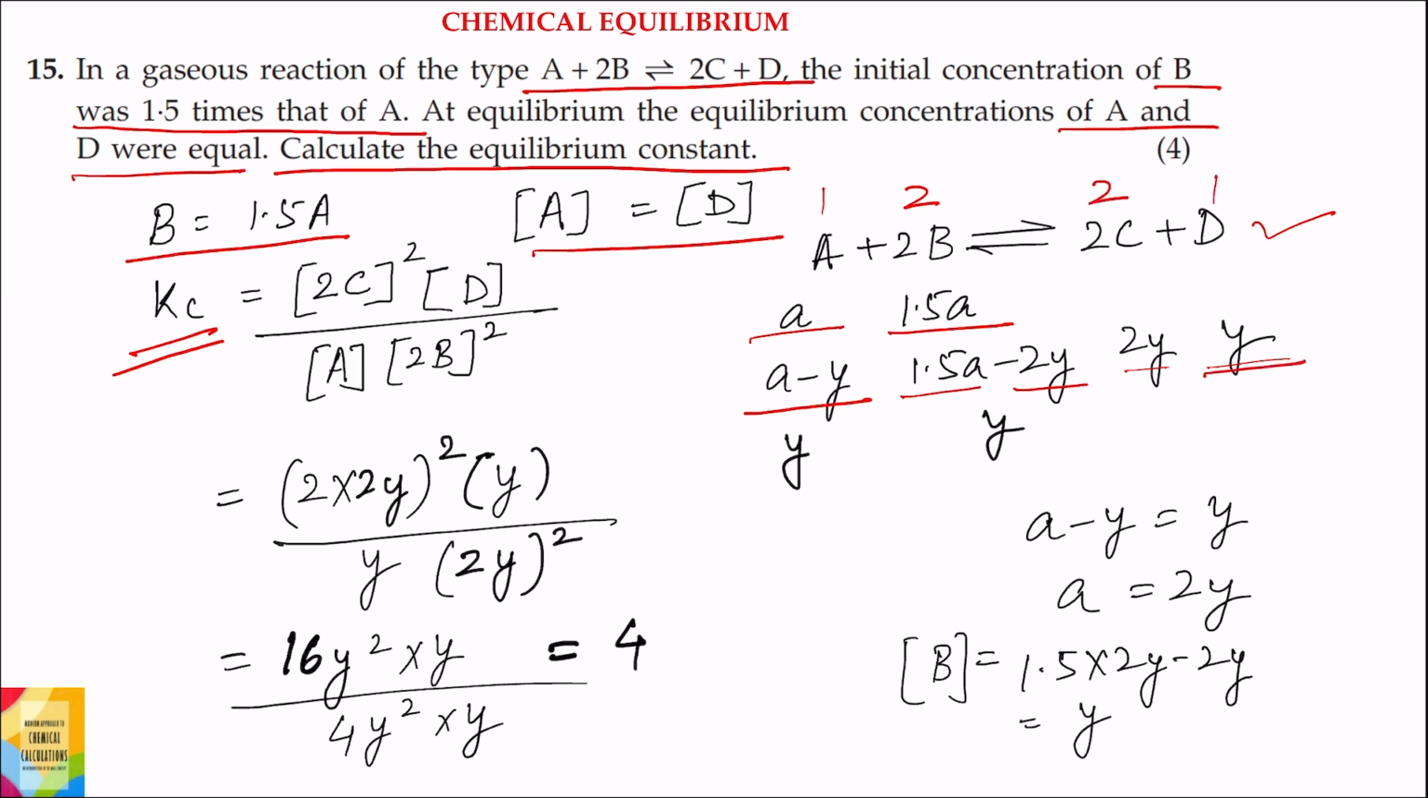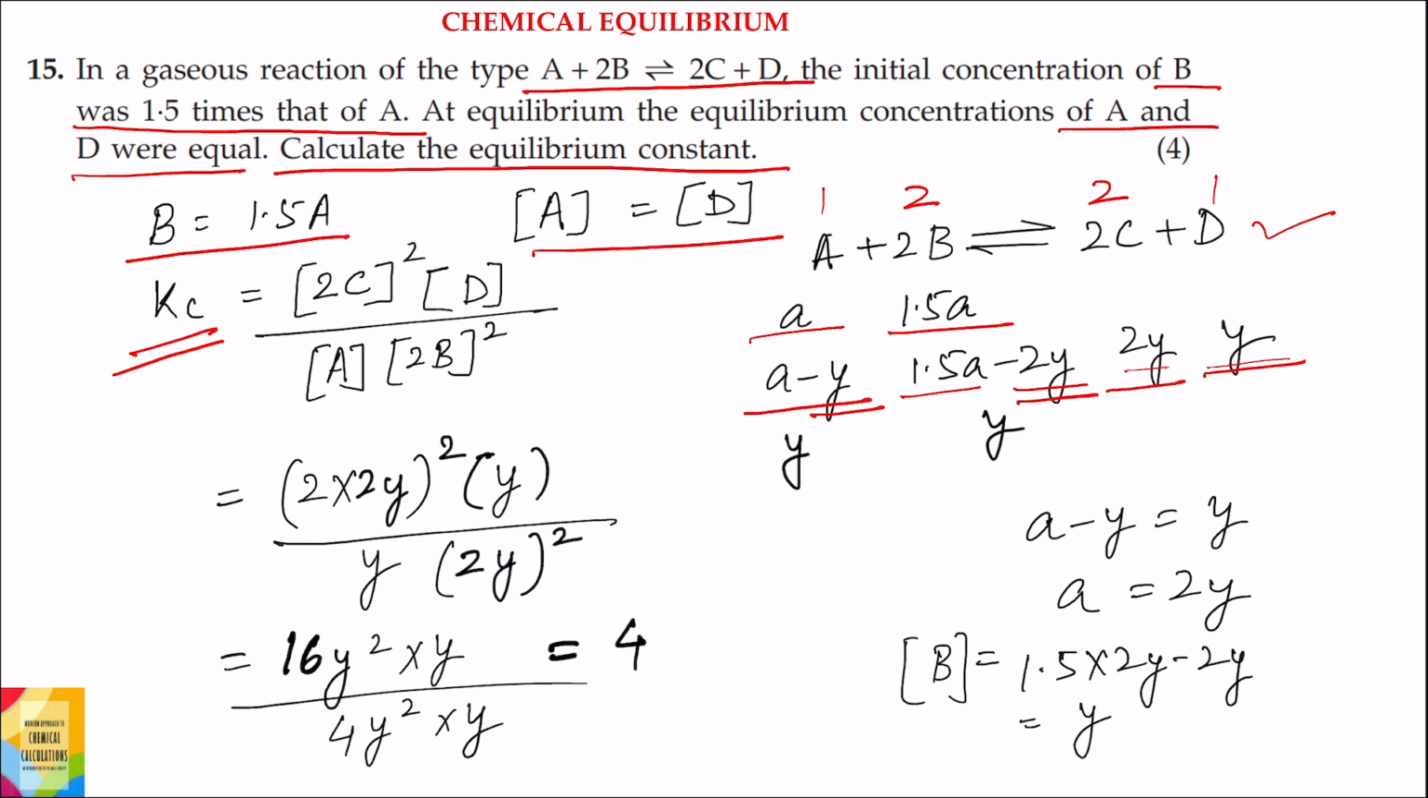तो अगर Y moles of D form हुआ है तो 2Y moles of C form होगा and amount of B reacted is 2Y, so amount of B remaining is 1.5A minus 2Y and amount of A reacted is Y, so amount of A remaining is A minus Y.